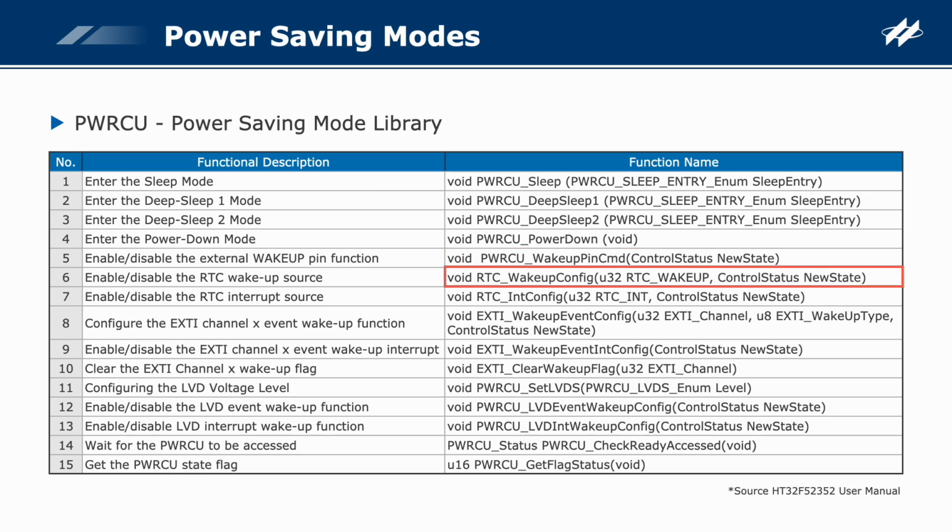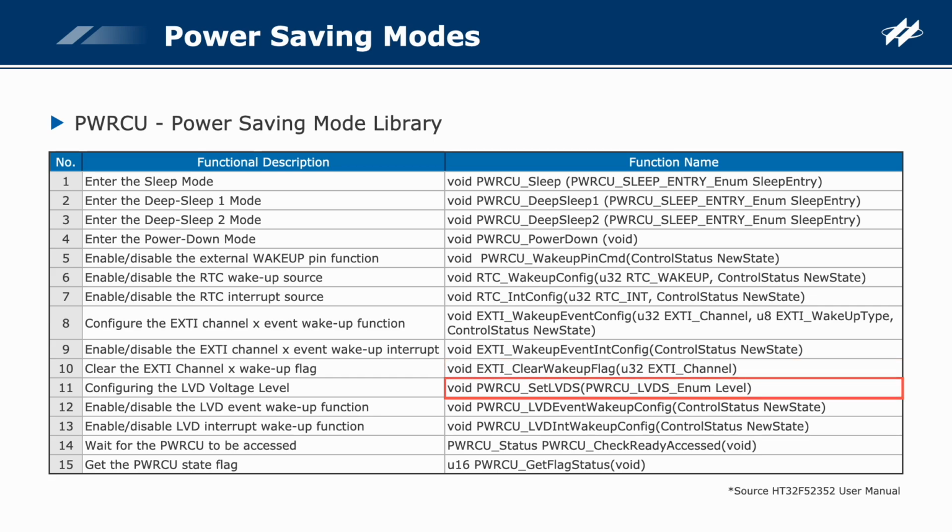The sixth function is used to enable or disable the RTC wake-up source. The seventh function is used to enable or disable the RTC interrupt source. The eighth function is used to configure the EXTI channel X event wake-up function. The ninth function is used to enable or disable the EXTI channel X event wake-up interrupt. The 10th function is used to clear the EXTI channel X wake-up flag.